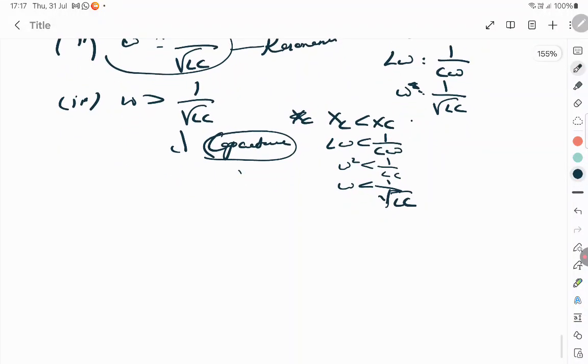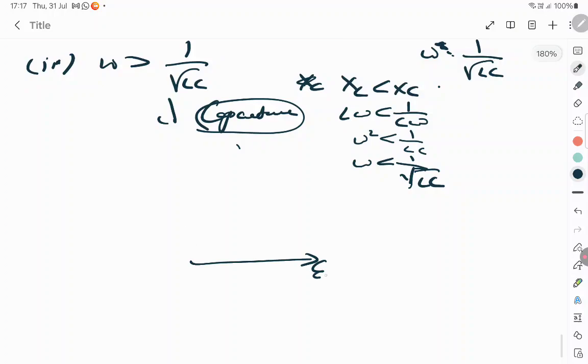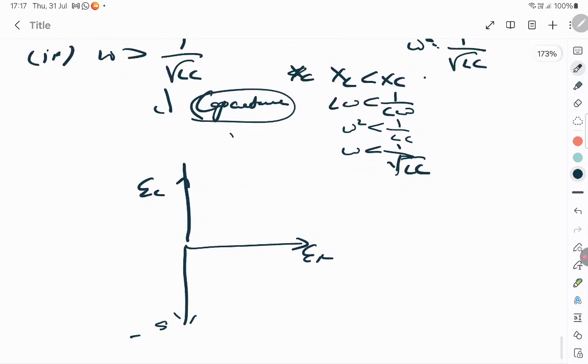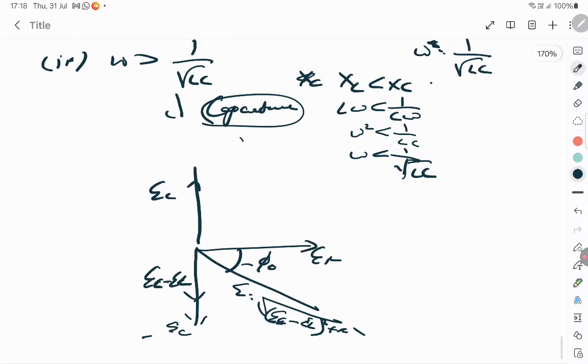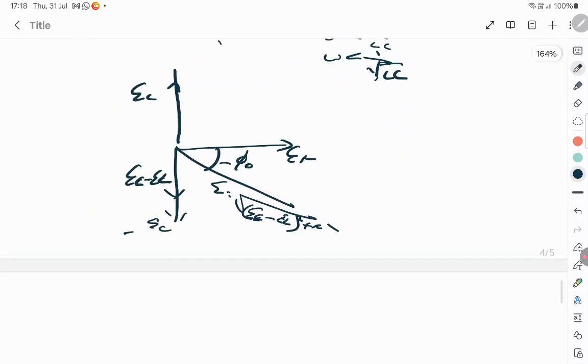If they ask you like this, what will you do? You will say that ER is like this, and EL is small, and EC has to be greater, so that you will get a resultant like this, which is EC minus EL, and therefore you will get a resultant EMF which is root of EC minus EL the whole square plus ER square, where this is minus phi naught because it's in the negative direction.